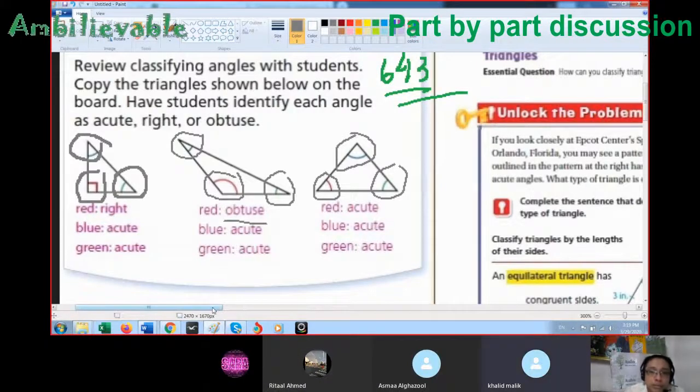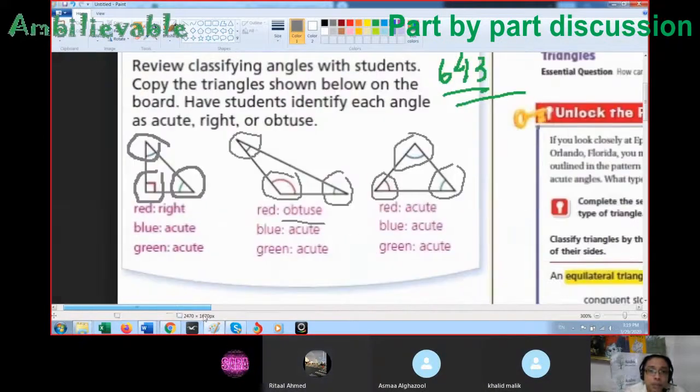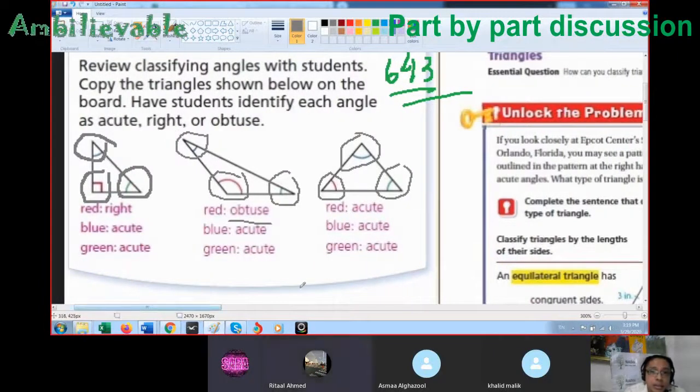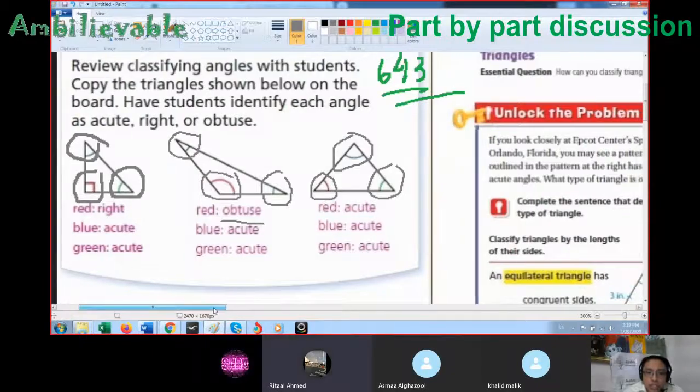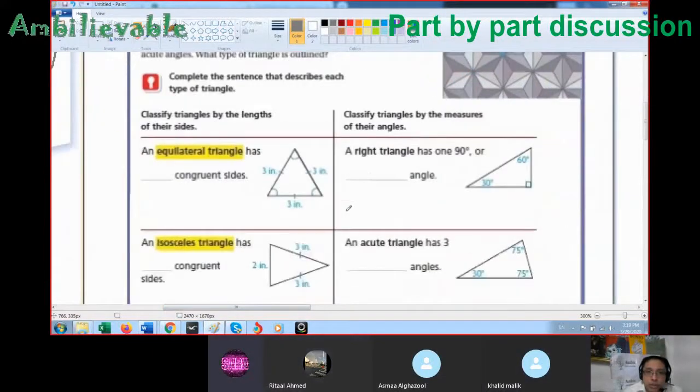Now let's move now here. Did you finish copying this one? No. Yeah. Copy those words faster. They are very important. Ready? Yes. Okay, let's do it. Let's move now. In page 643. Okay, here. Now, look at this one.